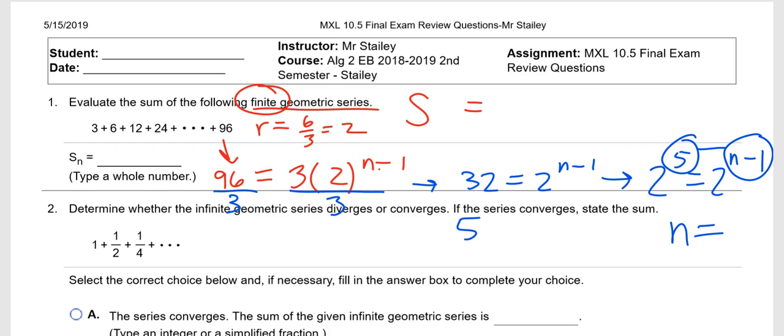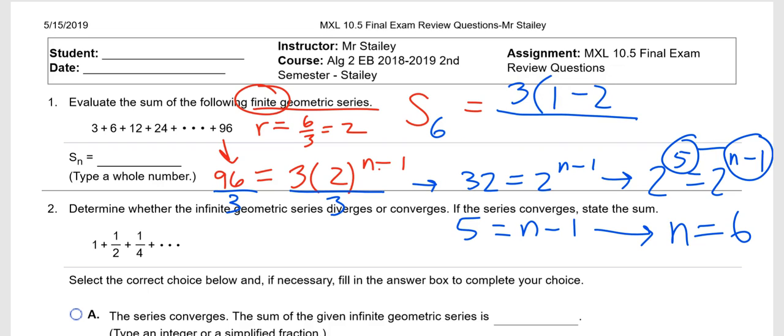Here, I'll write it out. 5 equals n minus 1. What's n? 6. That's right, there are 6 terms. So we're looking for the sum of 6 terms. We know the first term is 3. We know the common multiplier is 2.